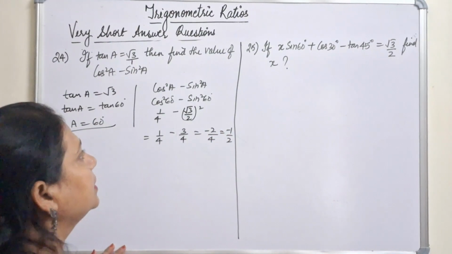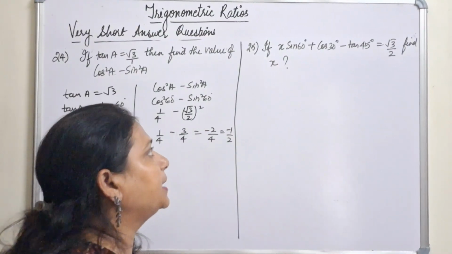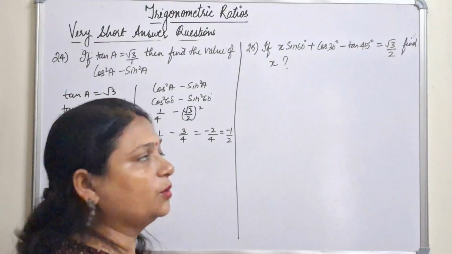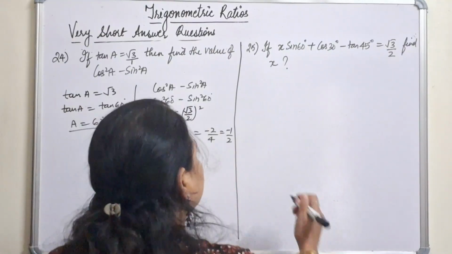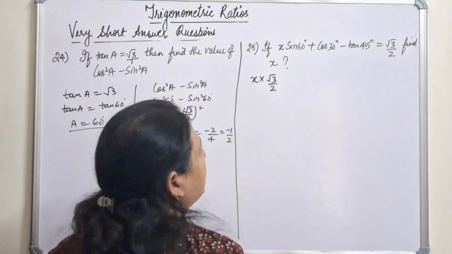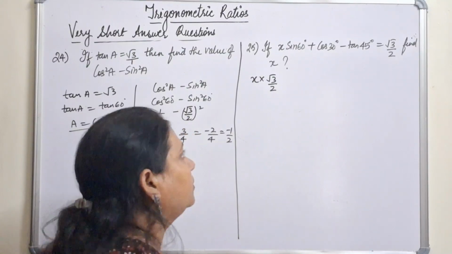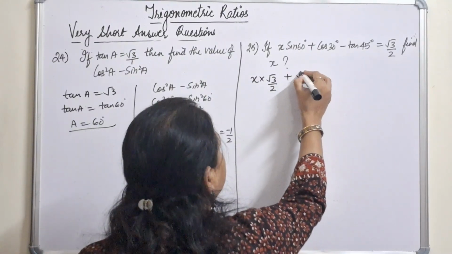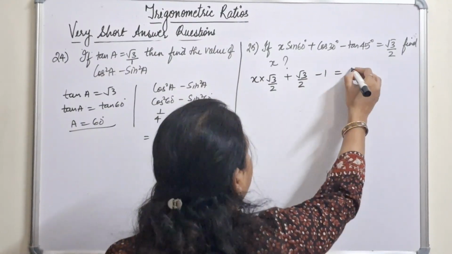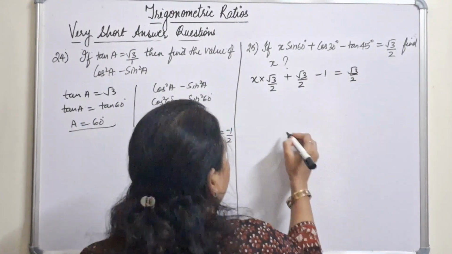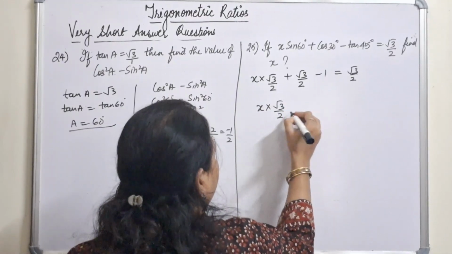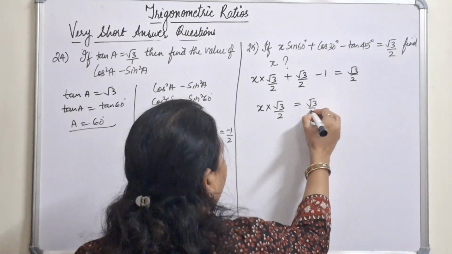Next question. If x sin 60 plus cos 30 minus tan 45 is equal to root 3 upon 2, you have to find the value of x. Substituting the value, x into root 3 upon 2, value of sin 60 is root 3 upon 2 and the value of cos 30 is also root 3 upon 2, minus 1 is equal to root 3 upon 2.